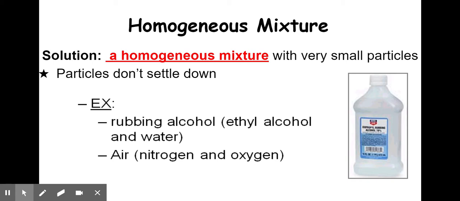A very good example is rubbing alcohol. It's a mixture of ethyl alcohol and water, and when you look at it, you don't see any difference anywhere in the solution. And air is a very good example of a solution. It's a mixture of nitrogen, oxygen, and a tiny amount of other stuff.